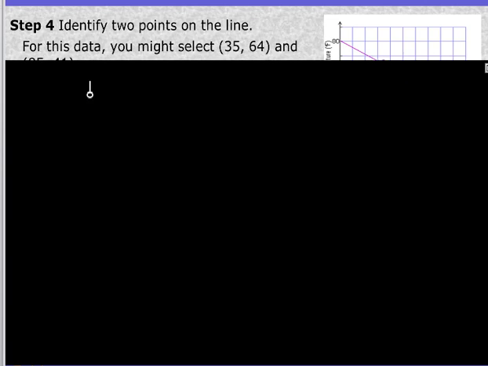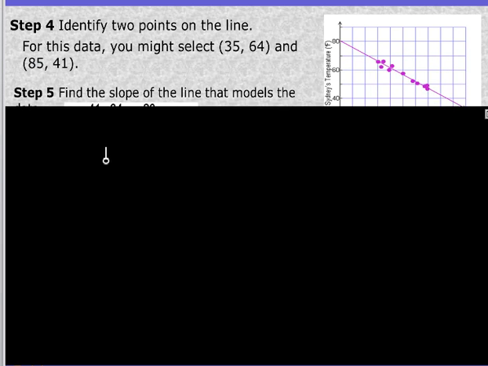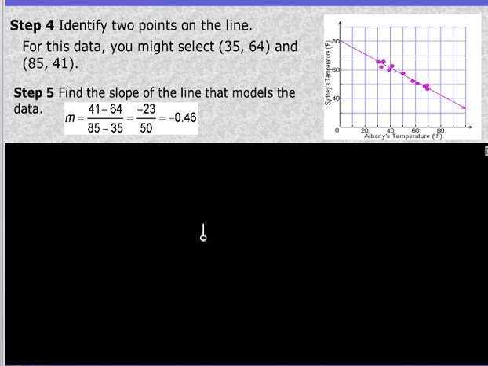Next, identify 2 points on the line. For this data set, they've selected 35, which is this one, and 85. So let me get rid of this point. These are the 2 points. It doesn't necessarily need to be one of the dots, but it has to be on the line. 85 and 41. So 85 and 41 is this point here.